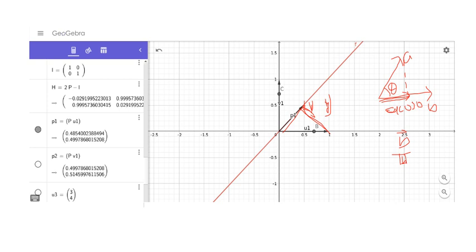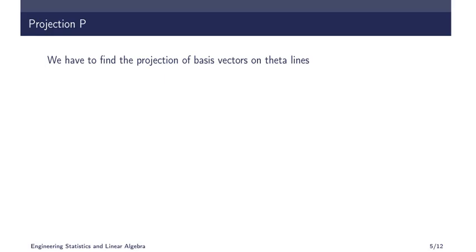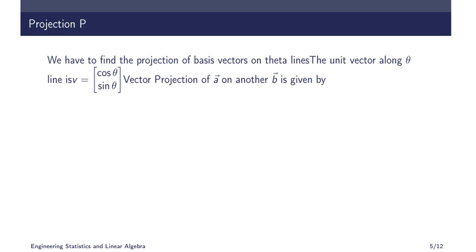So we'll go back to our slide and see what happens. So we have to find the projection on the theta line. The unit vector along the theta line is given by cos theta, sin theta. We have seen this one. So the vector projection of a on b, as I discussed here, will be given by a cos theta into b by mod b.